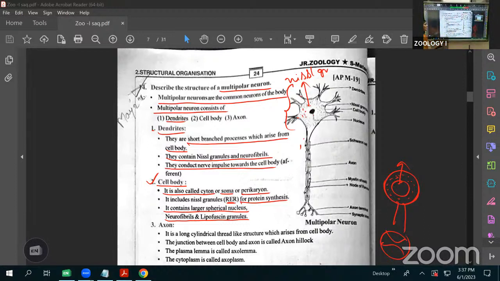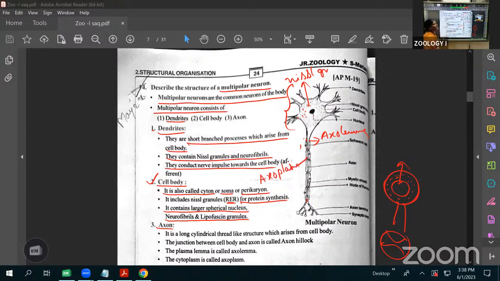Next one is the axon. The axon is a long structure. This axon is covered by a membrane. The outer membrane is called the axolemma. Inside of that, the plasm is there, which we call the axoplasm.